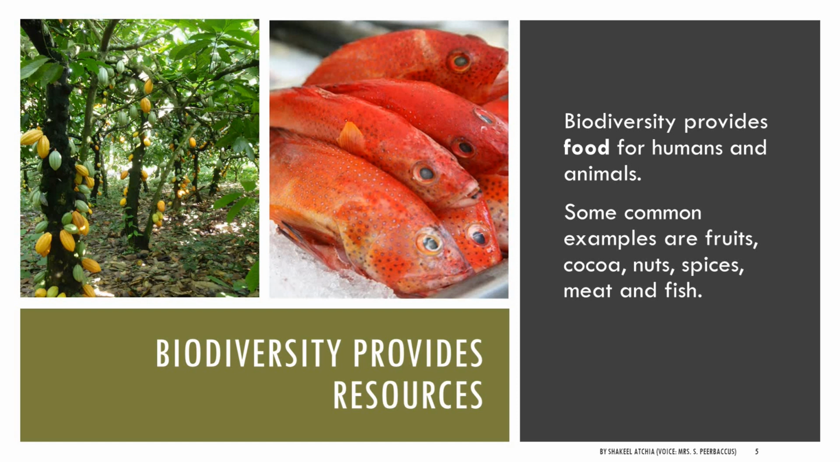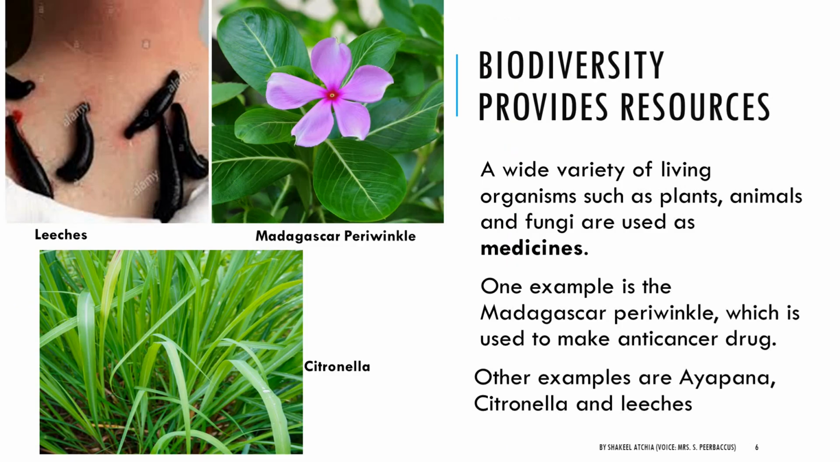Some common examples are fruits, cocoa, nuts, spices, meat, and fish. Resources not only mean food, but also medicines. A wide variety of living organisms, such as plants, animals, and even fungi, are used as medicines. Some are even found deep in jungles. One example is the Madagascar periwinkle, which is a plant which is used to make anti-cancer drug.